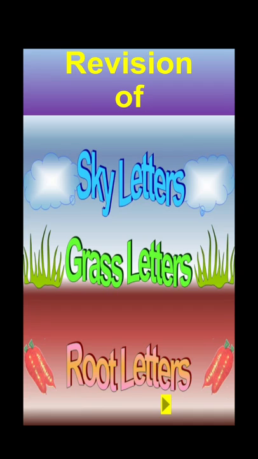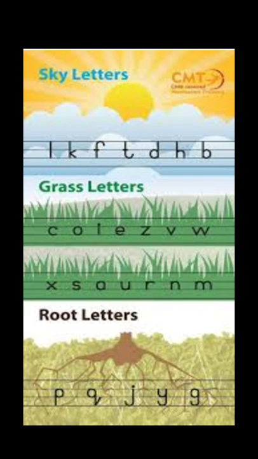Today we are having English unit and in that we have revised sky letters, grass letters and root letters. Now let's see what are sky, grass and root letters. Now first look at sky letters. How many sky letters do we have? 7 sky letters, and what are they? L, K, F, T, D, H and B.